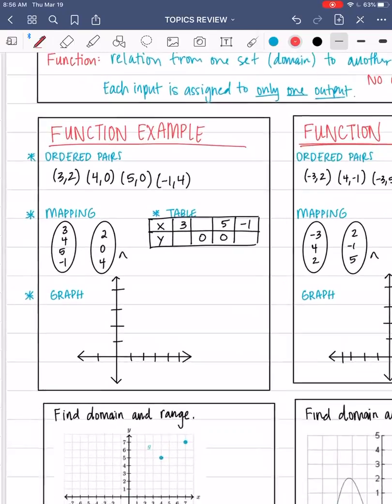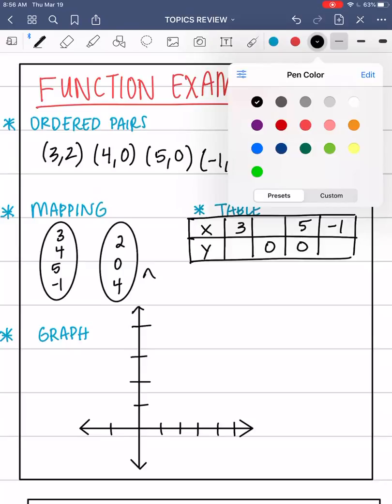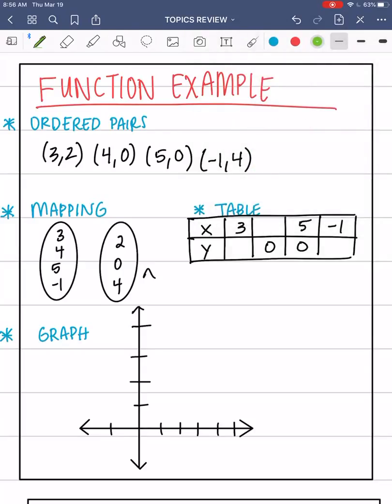So here's an example over here. Let's look at an example. Okay, so we can write functions in a bunch of different ways. So this example we have written first as ordered pairs. So whenever we have an ordered pair, it's always x and then y. So we're saying we take 3, that's the x, and it's paired with 2 from the y group. 4 is paired with 0 as a y. The x 5 is paired with 0 also, that's okay. And the x negative 1 is paired with 4. Okay, so this is an example because if we look at the x's, the x's are 3, 4, 5, and negative 1. So we'll never use the same x twice, okay?